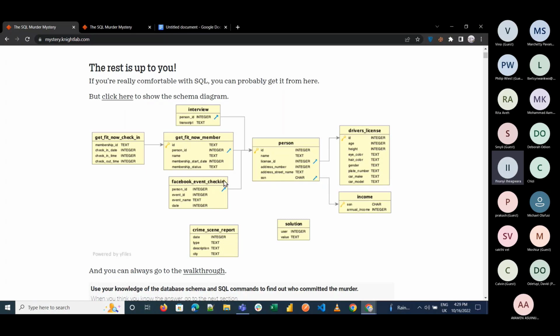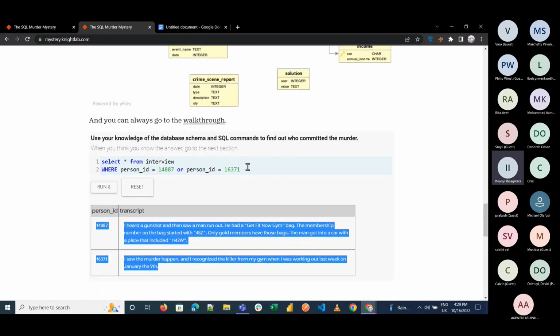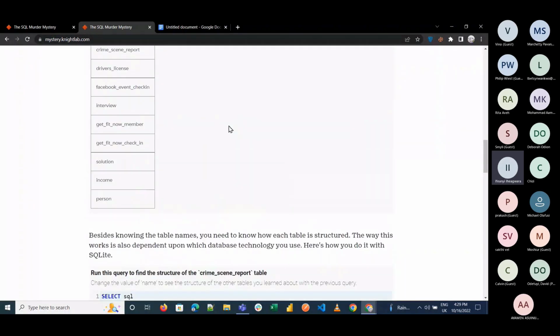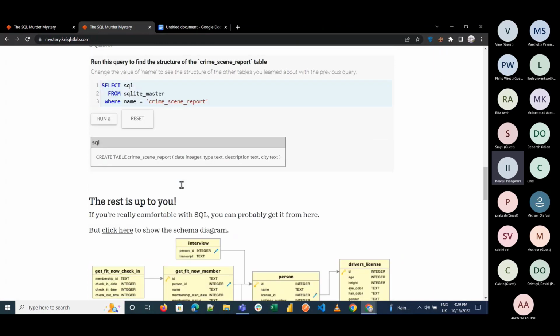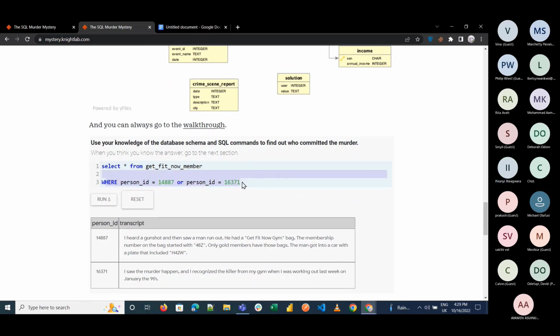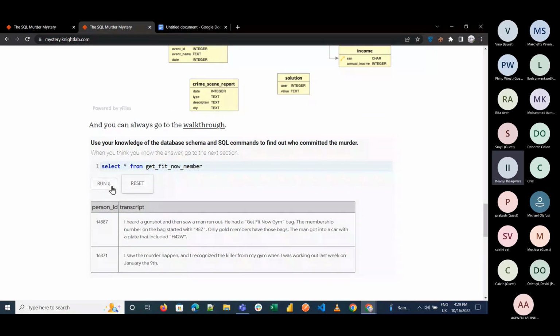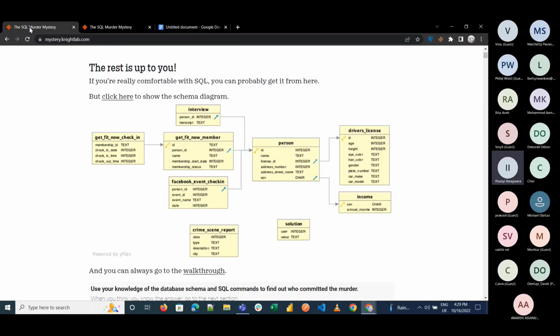Remember, they didn't tell us the victim's name. I told you that in SQL, the table names, though not case sensitive, must be spelled correctly. So get_fit_now is the name of the table. Let's explore our table and run it. Our table has an ID number, the person's ID number, the name, the start date, and the membership status.